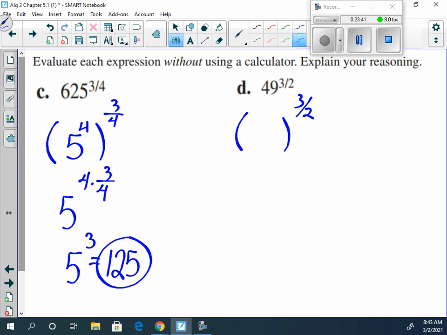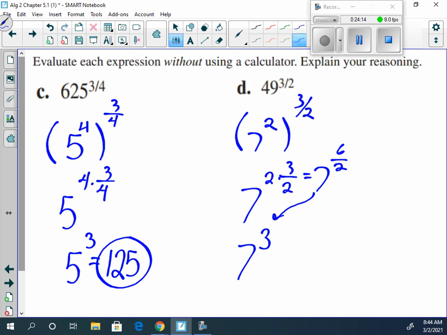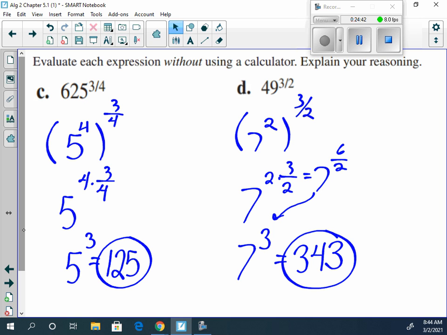Let's do another one. 49 to the 3 halves. What can I rewrite 49 as? 7 squared. 7 squared is 49. Wait a minute. It would be 2 times 3, right? Because it would give me 7 to the 6 halves. 6 divided by 2 is 3. Now 7 to the 3rd. I'm wanting to say 320, 343. Yeah, you would have to write these out, do 49 times 7 to get there.